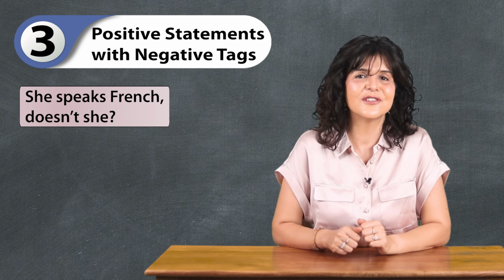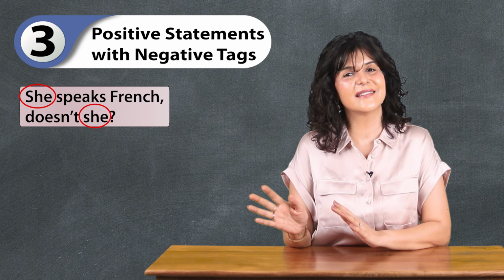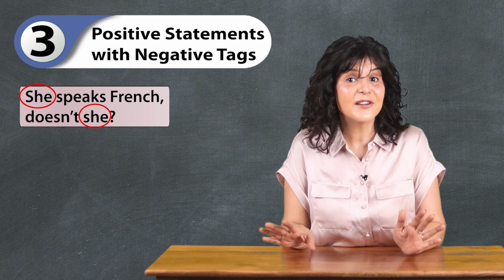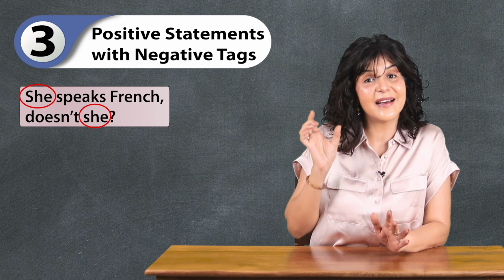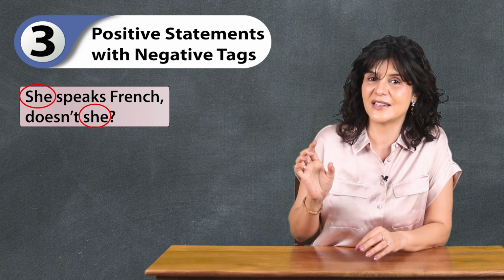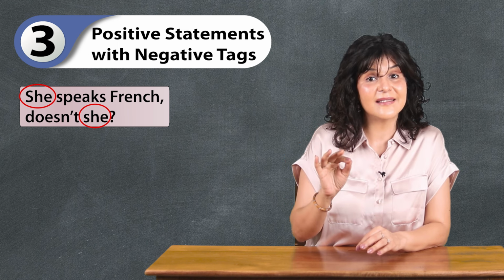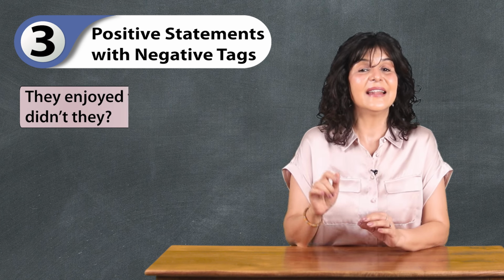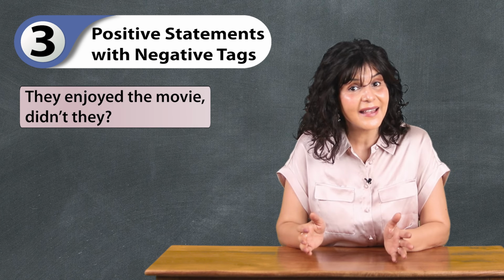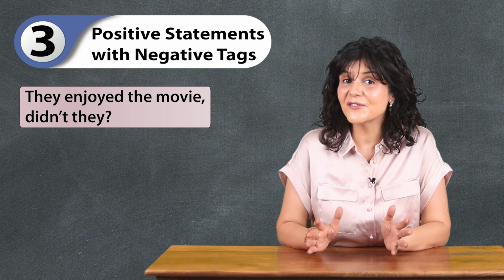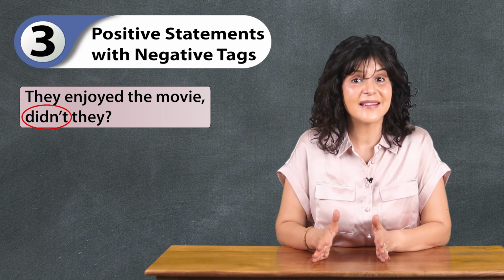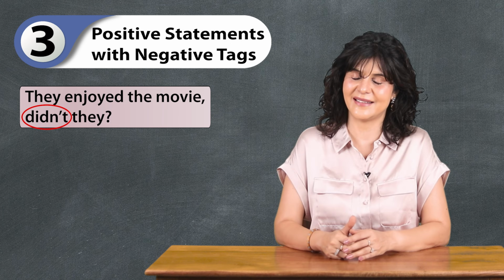She speaks French, doesn't she? She is the subject and the same pronoun is used in the question tag. No auxiliary verb in the main sentence, so does is used in the question tag. And since the main sentence is positive, we say, doesn't she? They enjoyed the movie, didn't they? There was no auxiliary verb, so we use didn't in the question tag since the main sentence was in the past tense.